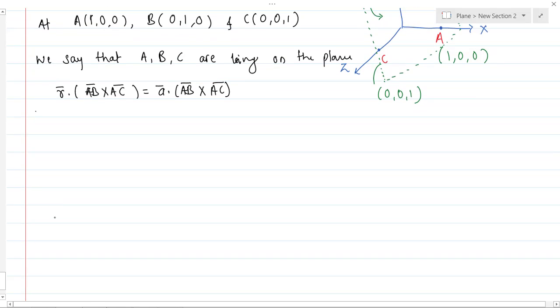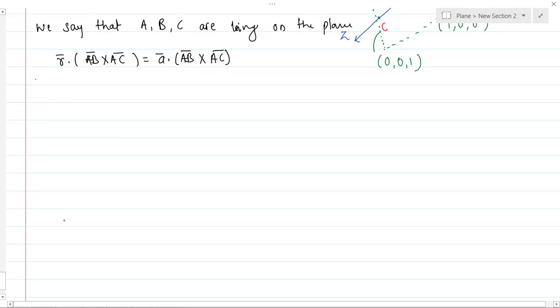I hope you remember the Cartesian equation, which is nothing but the determinant of x minus x1, x2 minus x1, x3 minus x1, and so on. So if you have not understood, you can go with the respective video and you can get the concept. So for this purpose, let's first find out AB bar.